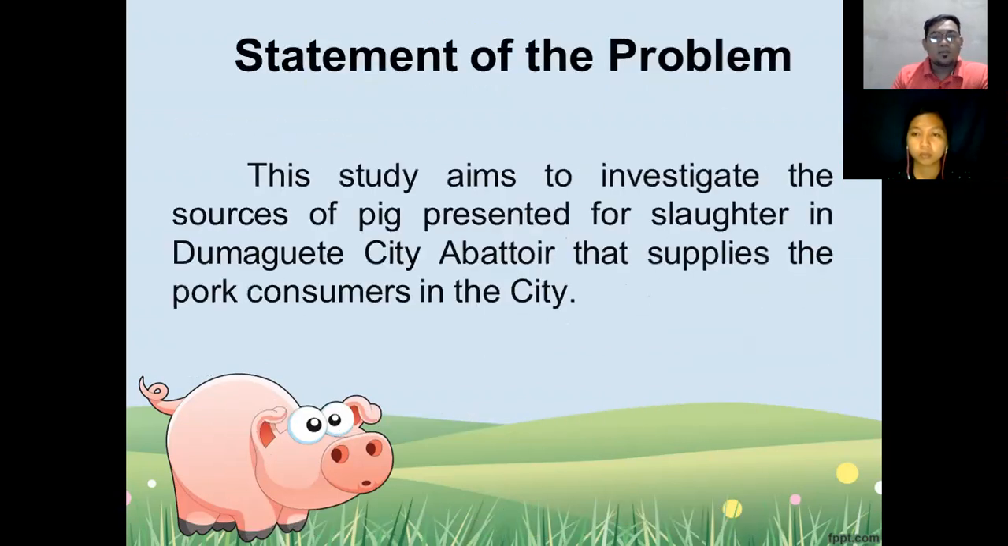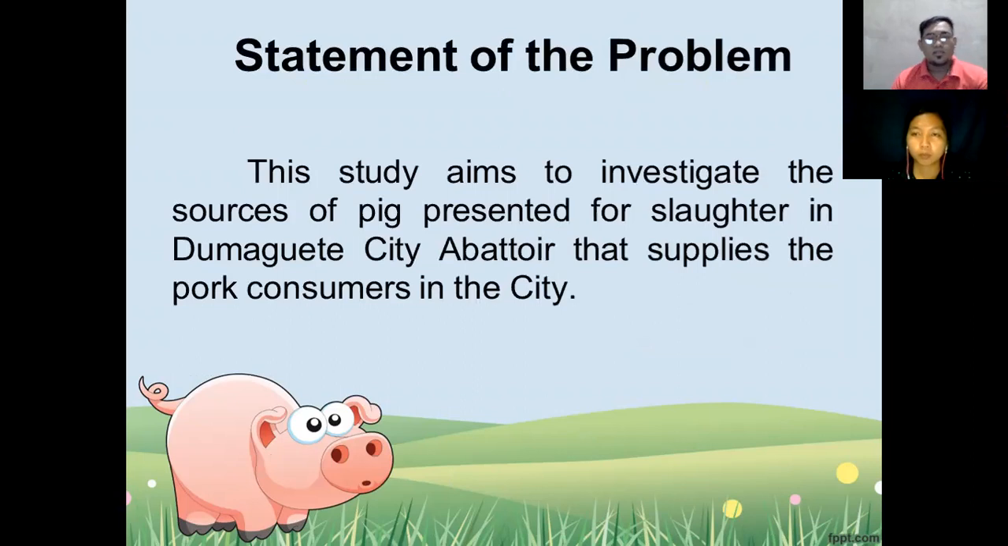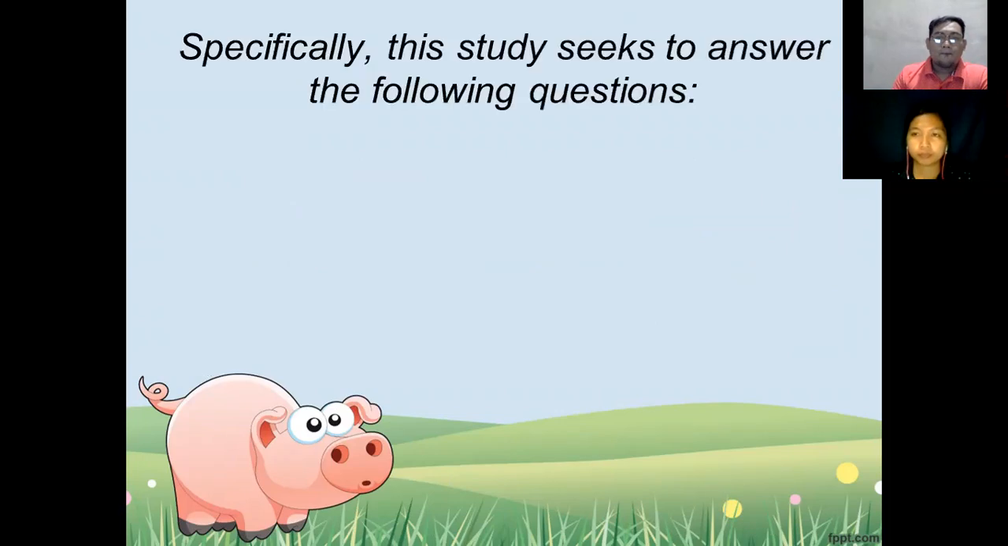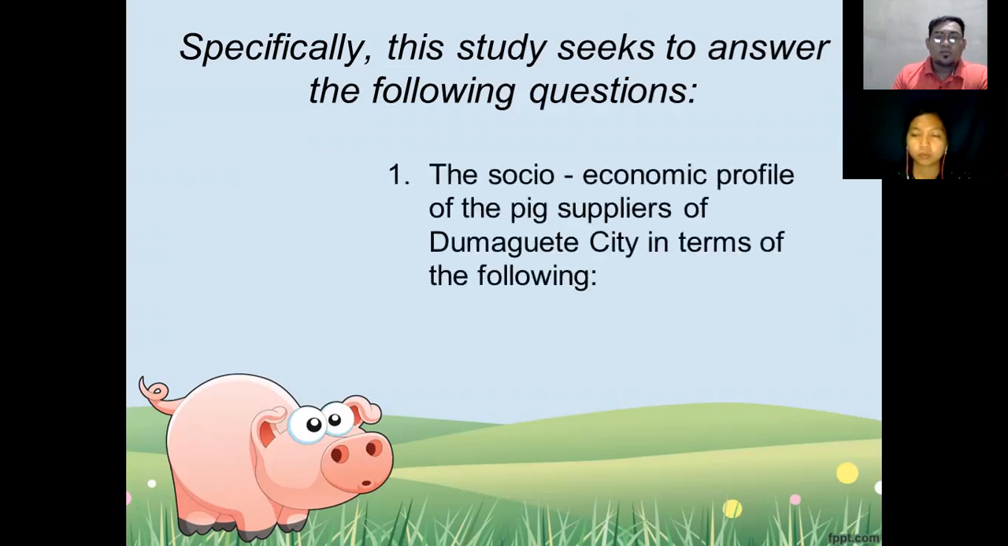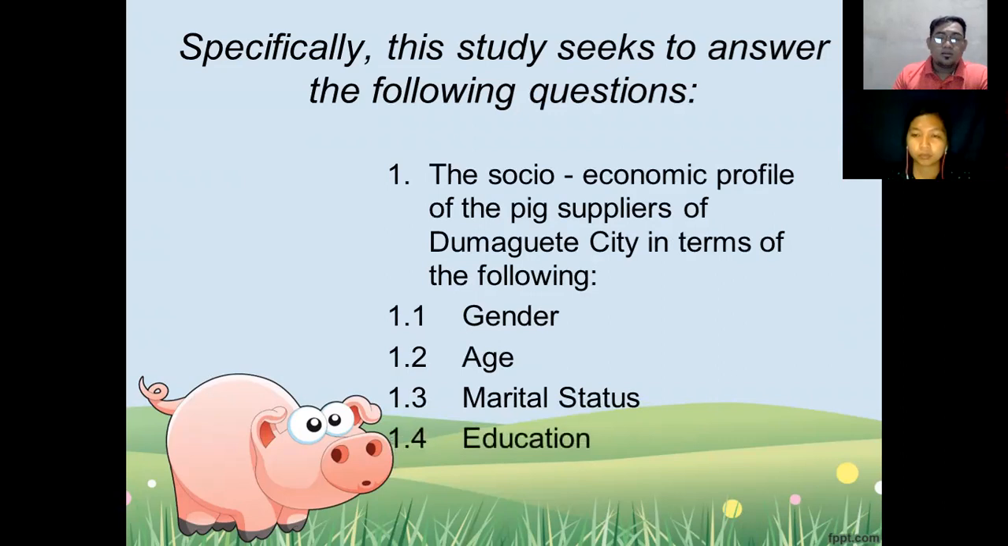Statement of the problem. This study aims to investigate the sources of pigs presented for slaughter in Dumaguete City Abattoir that supplies the pork consumers in the city. Specifically, the study seeks to answer the following questions. Number one, the socioeconomic profile of the pig suppliers of Dumaguete City in terms of the following: gender, age, marital status, education, and income.